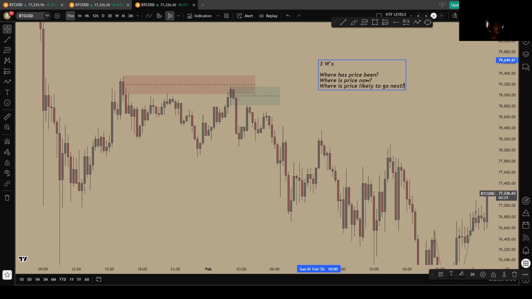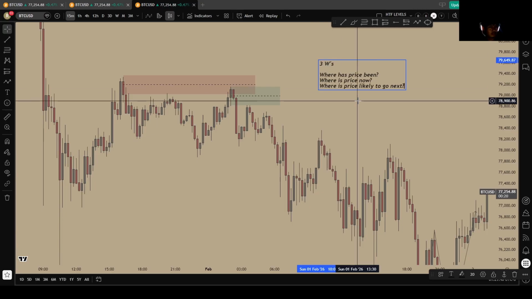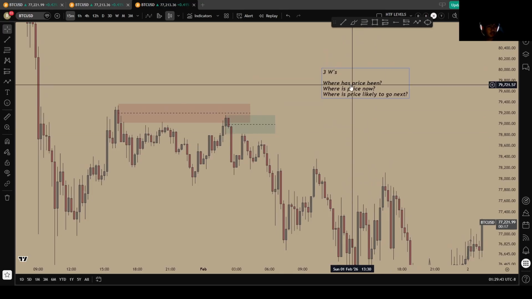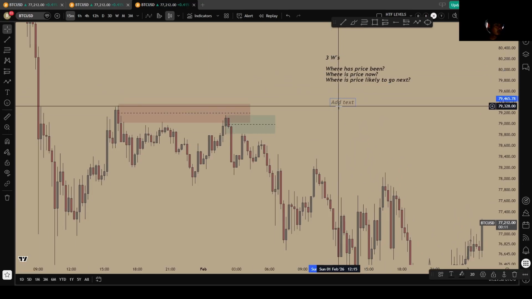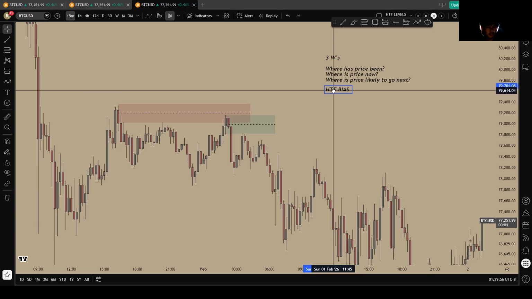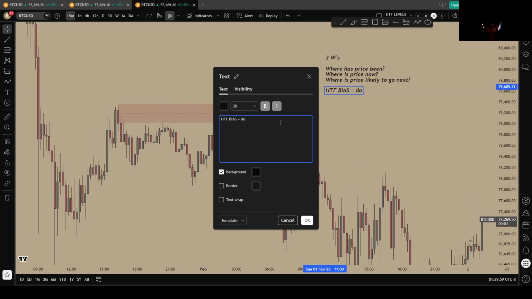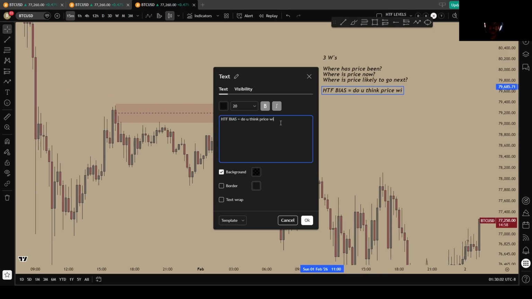In order to even take a trade, you have to be able to analyze these three questions. I think I might even be wording this wrong, but I think this is right. You have to answer the 3 Ws, and then you have to do your higher time frame bias. You have to be able to identify your bias, which is essentially do you think price will go up or down, right?